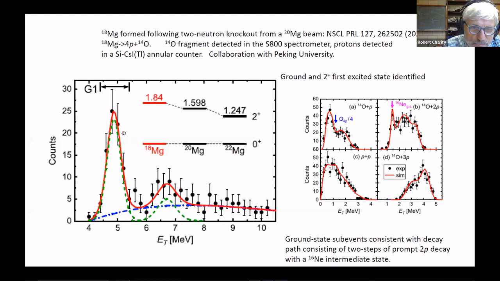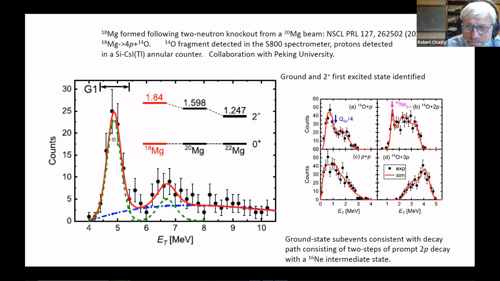And there's a nice peak here associated with the ground state. Possibly there's a second peak here associated with the 2+ state. This is a rather clean discovery of the ground state. It's about 100 keV wide as well. So how does it decay?